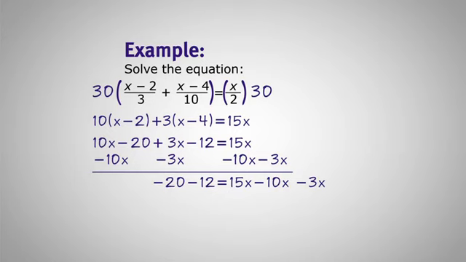Now we can move on to step 3, which is combining like terms. On the left-hand side, negative 20 minus 12 equals negative 32. And on the right-hand side, 15x minus 10x minus 3x equals 2x. Step 4 is to factor out a desired variable if necessary. Again, we don't need to do that in this equation. So let's move on to step 5, which is dividing everything else out, isolating our x value. Divide both sides by 2, which leaves us with negative 16 is equal to x.